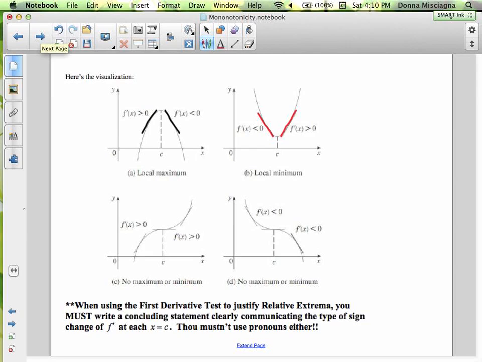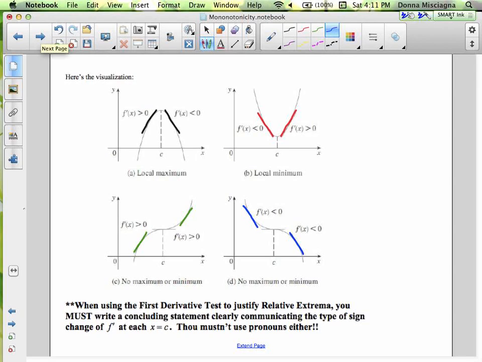All right, here for values of x less than c, our derivative is positive. For values of x greater than c, our derivative is still positive. All right, so that is not a minimum or a maximum. And same thing over here. For values of x less than c, our derivative is negative. F prime of x is negative. For values of x greater than c, our derivative is still negative. That's not a maximum or minimum, right? Because there's no change in sign.